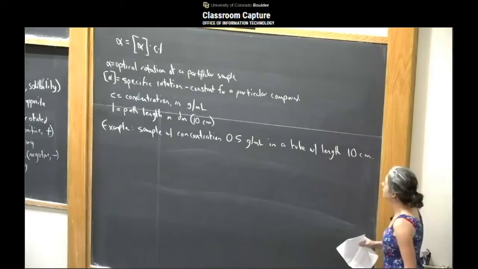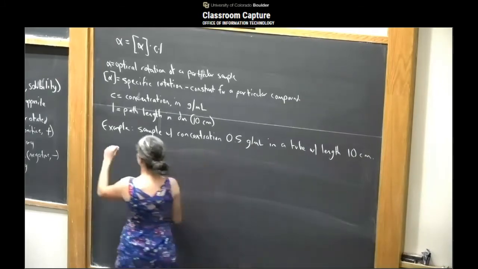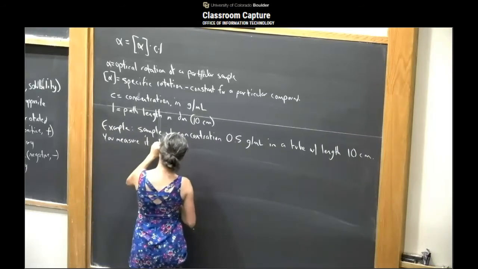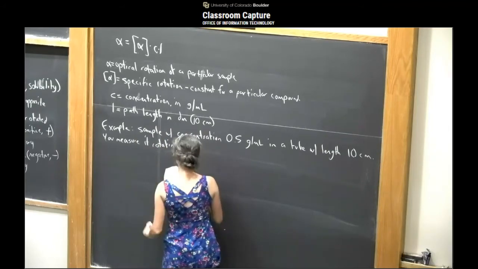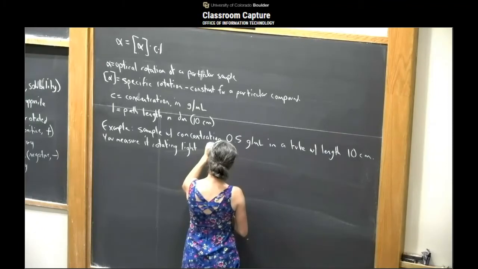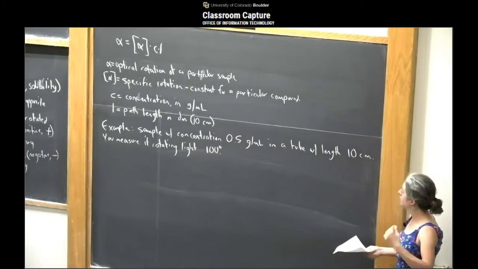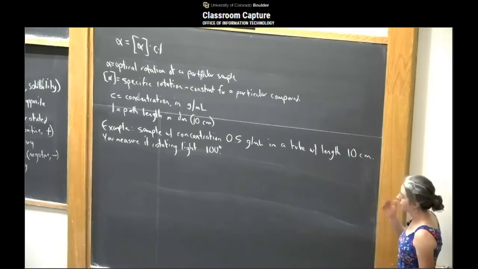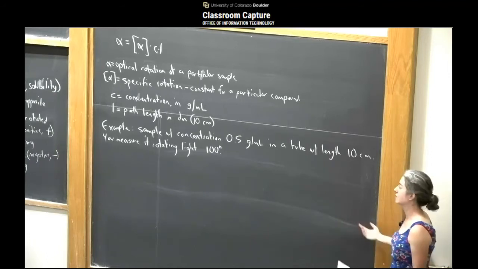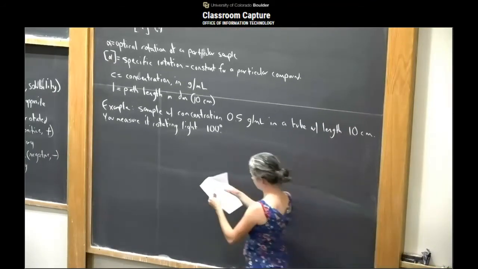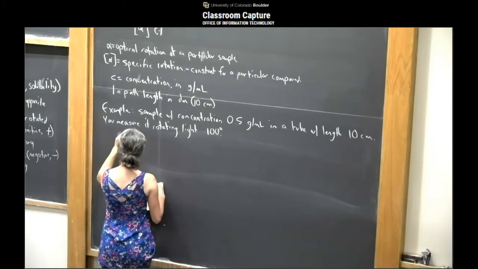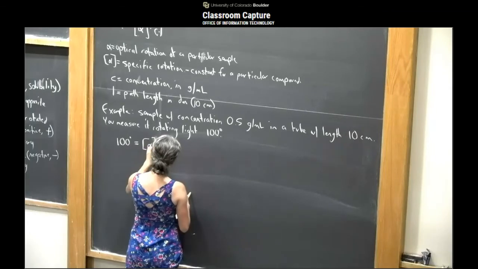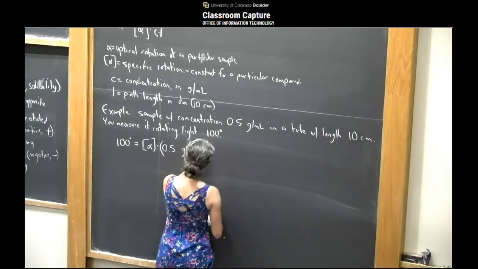And you measure an observed optical rotation, rotating light by 100 degrees. Okay, so you've got some unknown compound. You shove 0.5 grams per mil of it into a tube that's 10 centimeters long, and then you're seeing that as the light's passing through the tube, the light's getting rotated 100 degrees as that happens. So in that case, 100 degrees equals our mysterious specific rotation times 0.5 grams per milliliter times 1 decimeter.